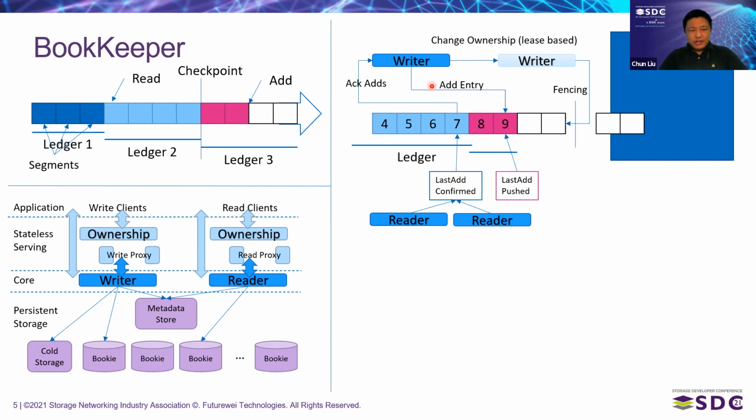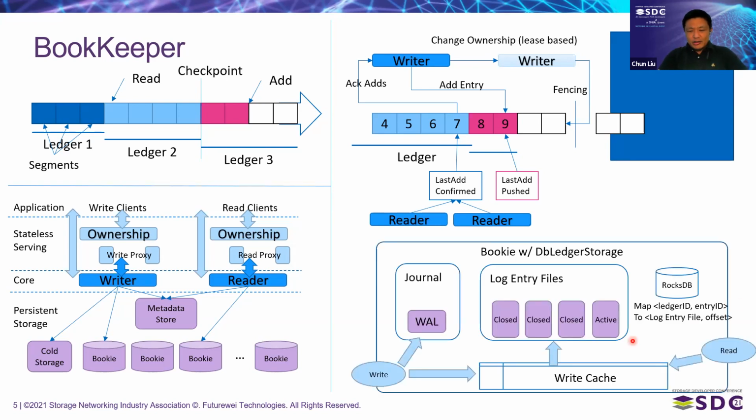To change the ownership to a new writer, the new writer will fence the in-progress segment on the participating bookies. The bookies, in turn, will reject new writes from the old writer. Realizing its writes are rejected, the old writer is forced to finish the outstanding writes onto the new segment. Then the new writer can append new writes.